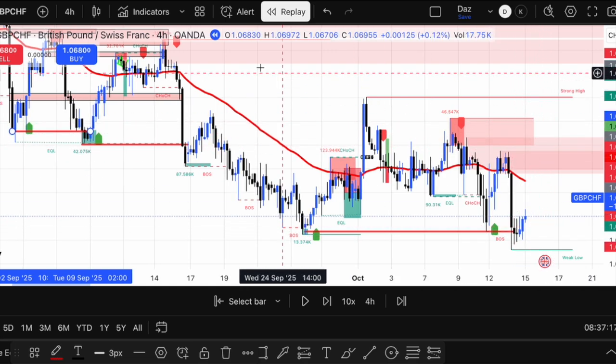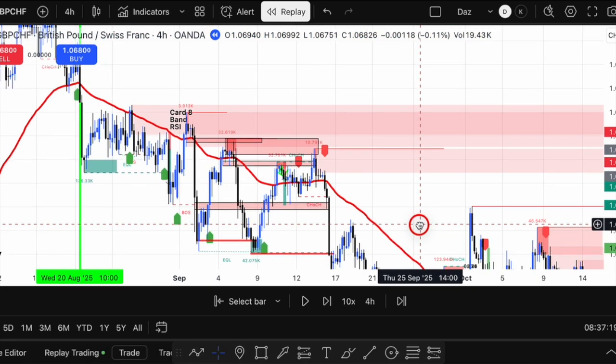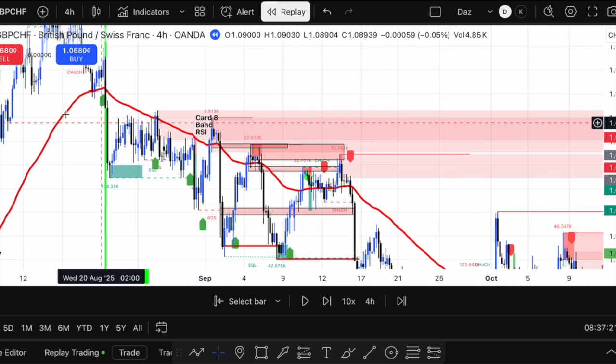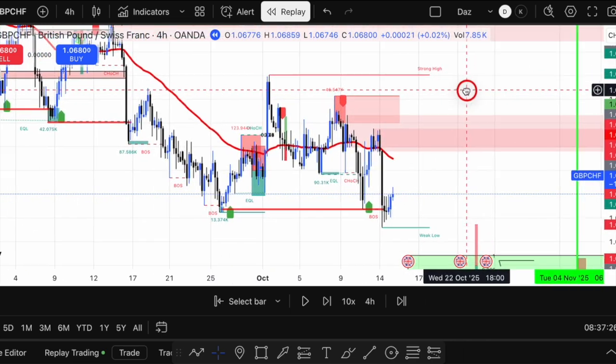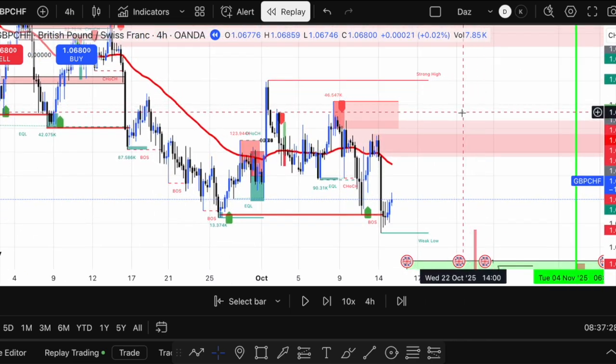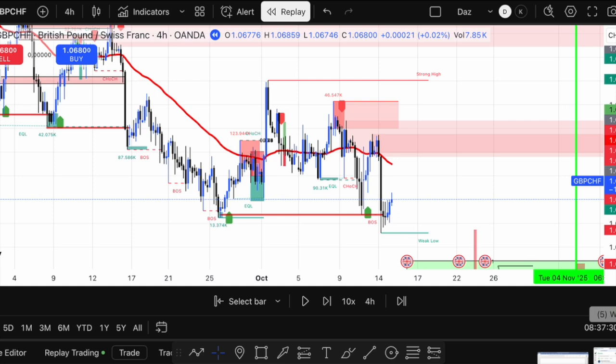So now my area is down here. Okay, I'm happy with that. If you go a bit further up, as you can see, okay, this broke structure up here as well. So on, so on, so on. So this is trending down. So that's stage 1. Let's go to stage 2 now.